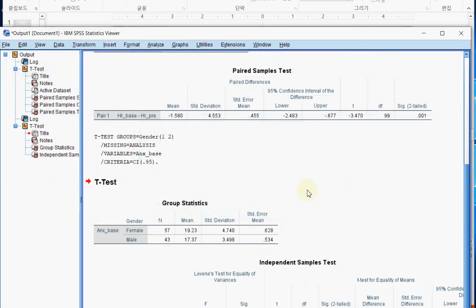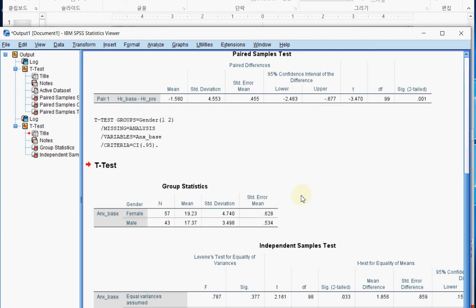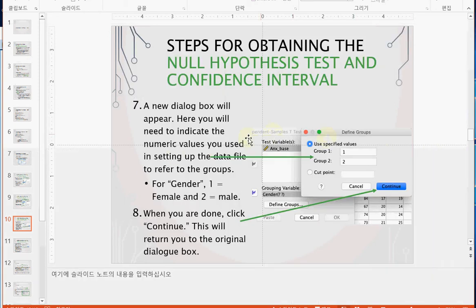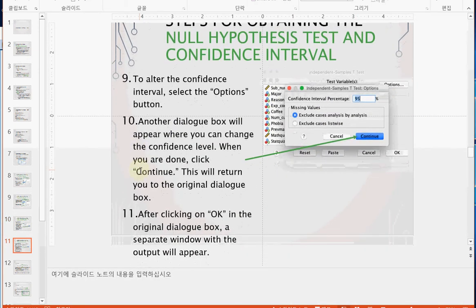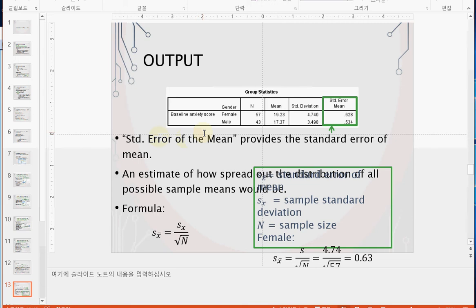Okay. So we've got the result here. We have two tables. Okay, let's walk through it. This table is called the summary for female and male. The sample mean, standard deviation, and standard error of the mean for each variable. So you see here the anxiety score for female is greater than male. So we're going to see whether the difference between these two numbers is significant or not.